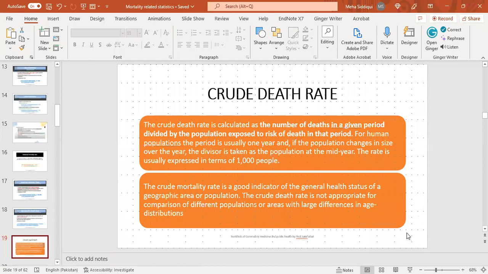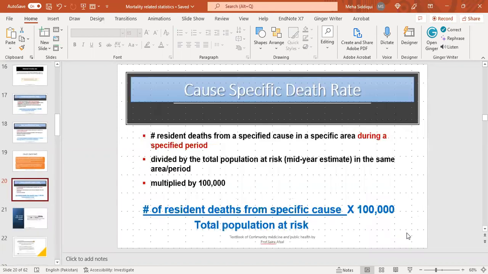Crude death rate. It is calculated as the number of deaths in a given period divided by the population exposed to risk of death in that period. For human populations, the period is usually 1 year, and if the population changes in size over the year, the divisor is taken as the population at mid-year. The rate is usually expressed in terms of 100,000 people, and it is a good indicator of general health status of a geographic area or population. It is not appropriate for comparison of different populations or areas with large differences in age distributions, for which we take age-specific death rates or age-standardized death rate.